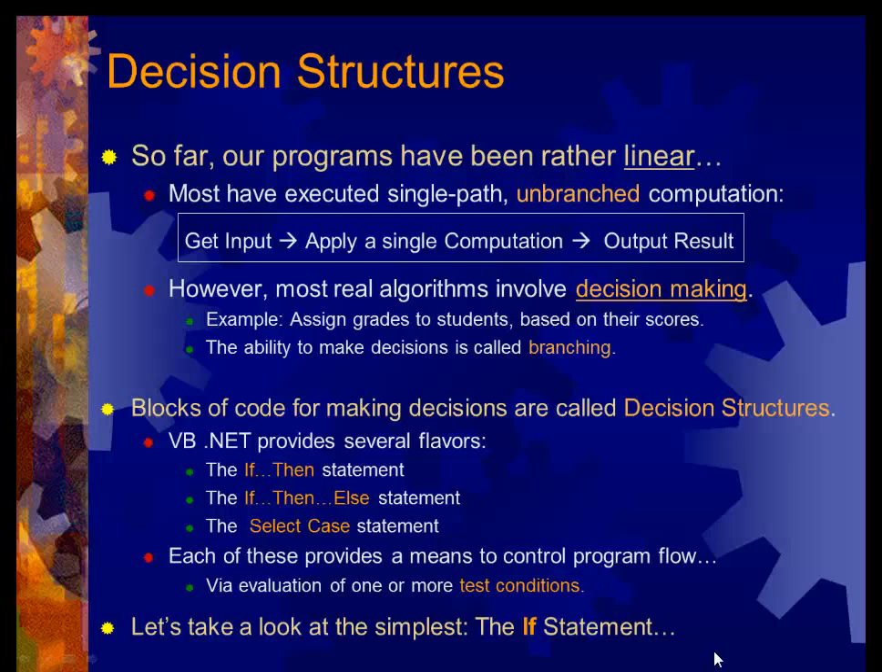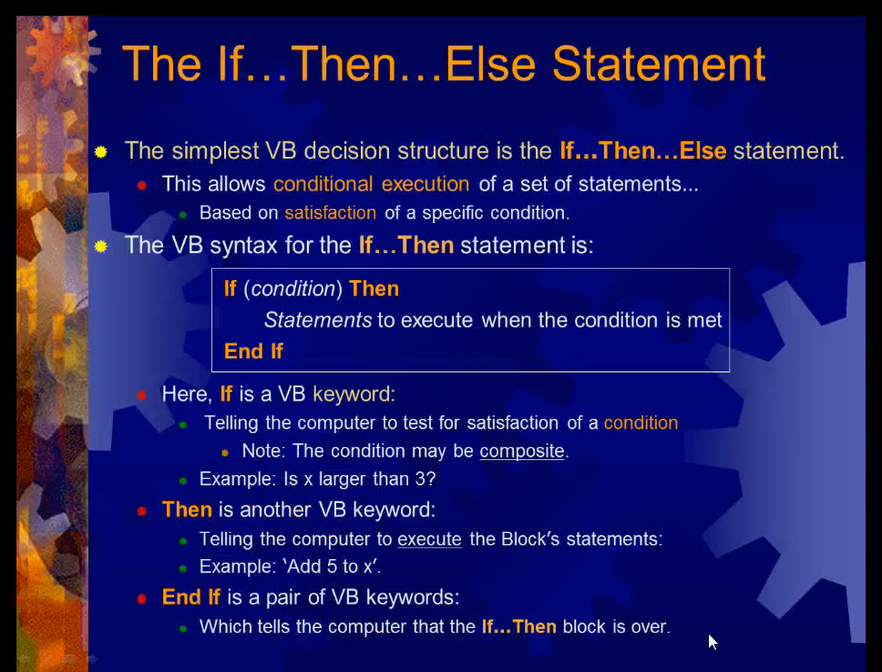Let's take a look at the simplest, the if statement. The simplest VB decision structure is the if-then-else statement. This allows conditional execution of a set of statements. Why do we call it conditional execution? Because it's based on the condition. If it's one condition, we go one way. If it's another condition, we go another way. So we call that conditional execution of a set of statements based on satisfaction of a specific condition.